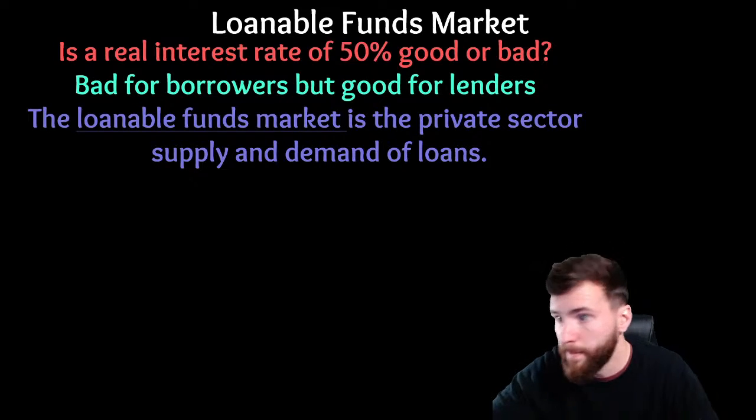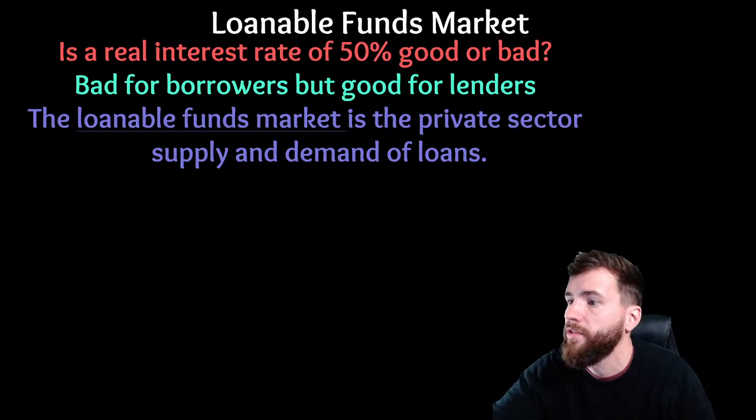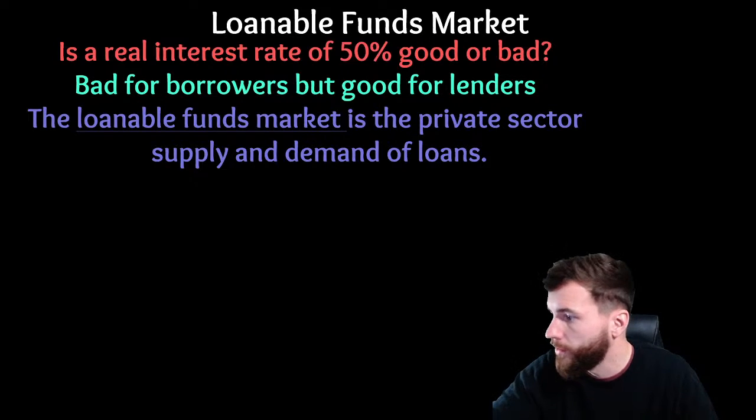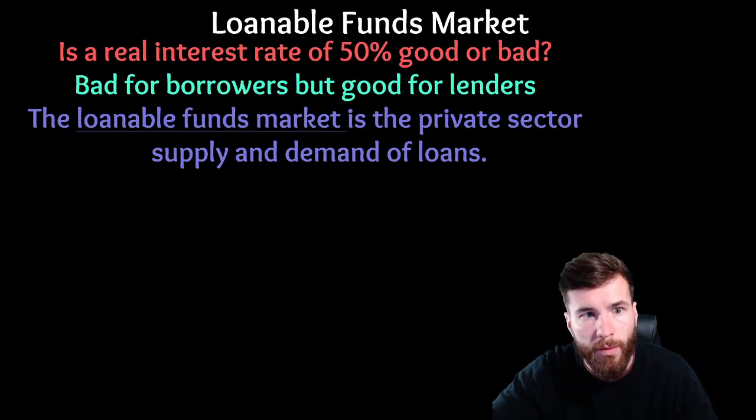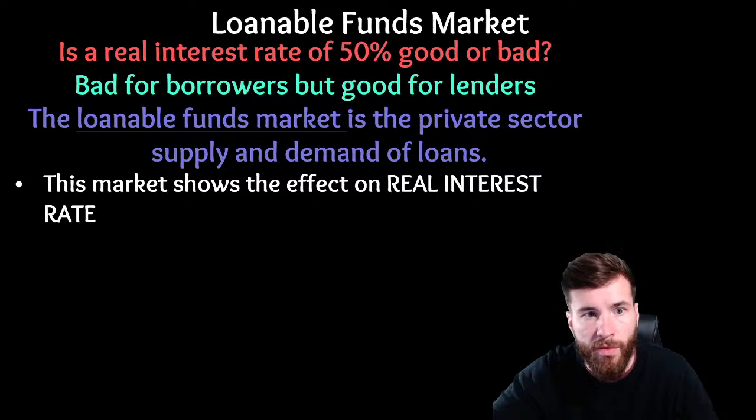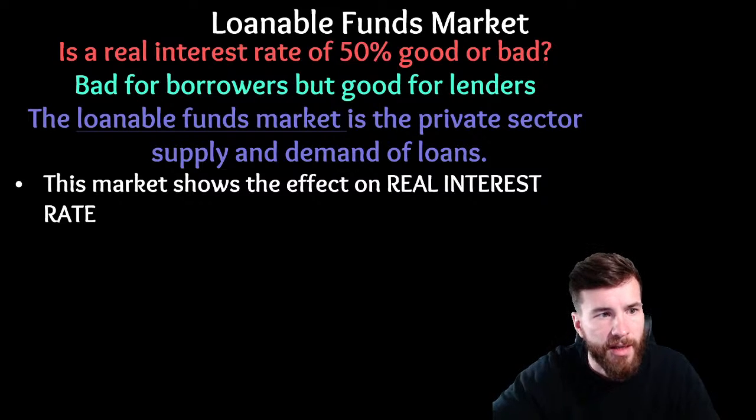But the government can borrow from private banks. People obviously borrow from private banks. Businesses obviously borrow from private banks. Everyone borrows from private banks, right? So that's what we're basically going to be graphing: the supply and demand for those loans at private banks.